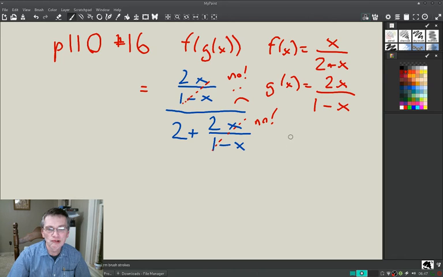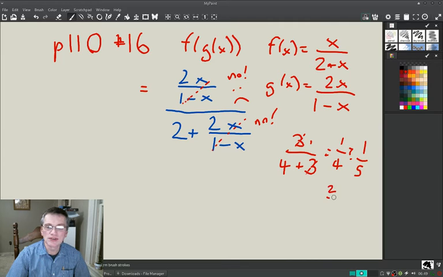Say you had 3 over 4 plus 3. Say you had that. Well, you can look at that and say that's 3 over 7. Is it fair to say cancel out these 3's and maybe you're left with 1? I don't know. Some people did different things. Is this equal to 1 over 4 or even 1 over 5? Well, no, it's not. This is 3 over 7, which doesn't simplify, and it's not equal to any of these.